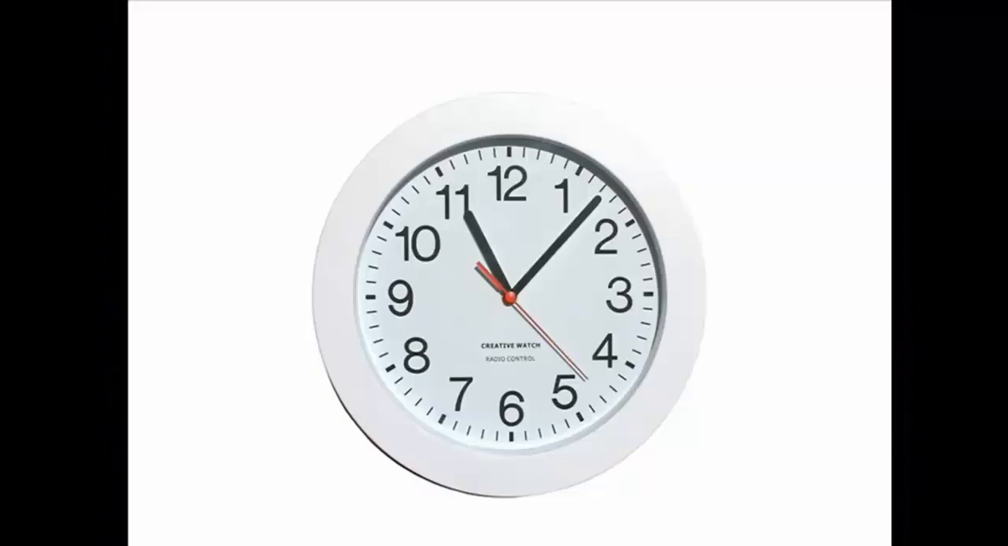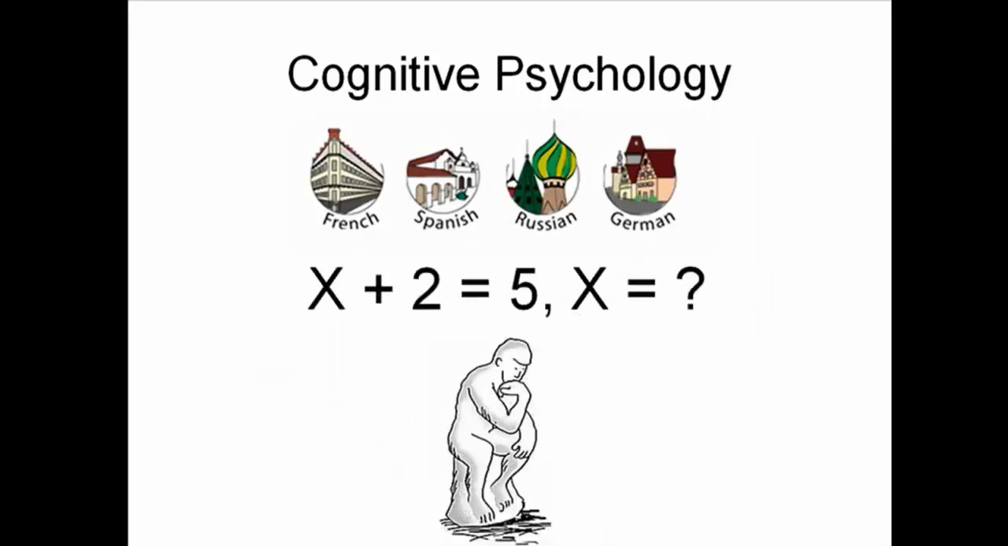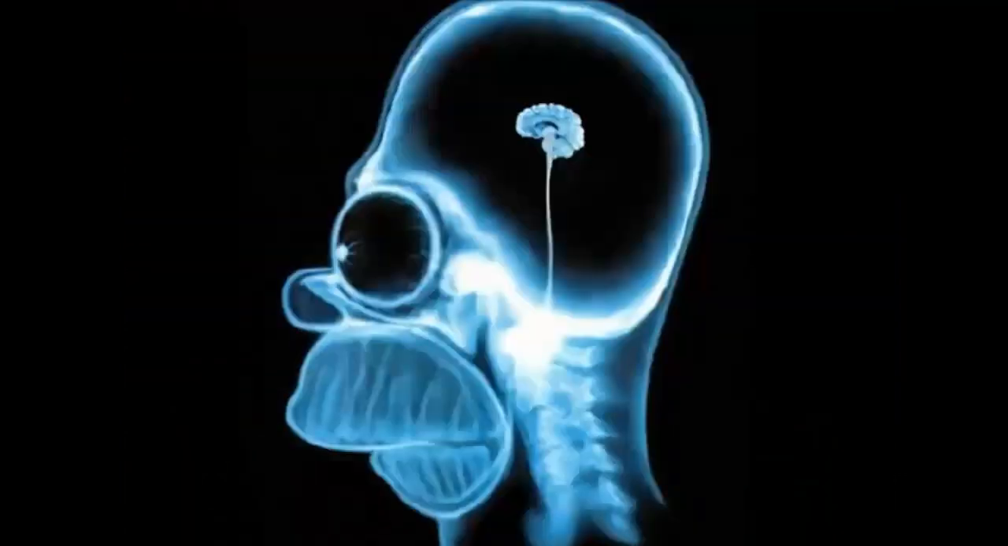Memory is essentially learning that has persisted over time, or information that has been stored and can be retrieved. The study of memory is part of cognitive psychology, which also includes the study of language, problem solving, and other internal mental processes. Throughout our lives, we are constantly bombarded by our senses. Everything we see, hear, and smell cannot possibly be recorded into memory.